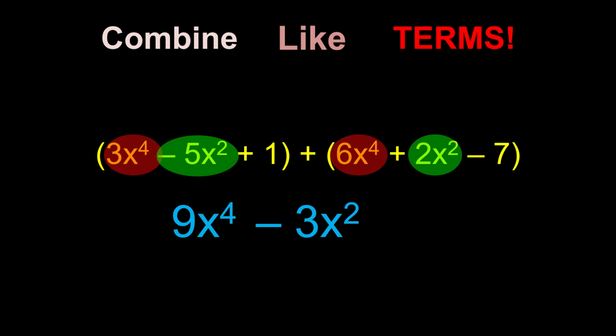Lastly, we have a 1 and we have a minus, or a negative, 7. So I'm going to add 1 plus negative 7 to give me negative 6. At this point, this is our simplified expression. It's not going to get any smaller than this because there's nothing else left to combine that is like terms.